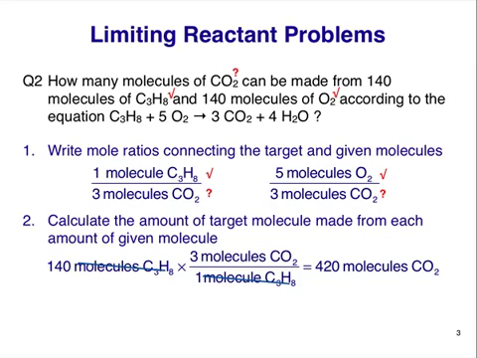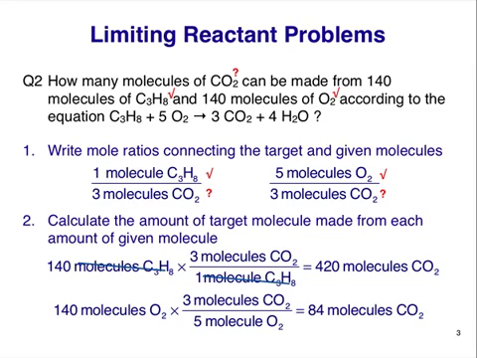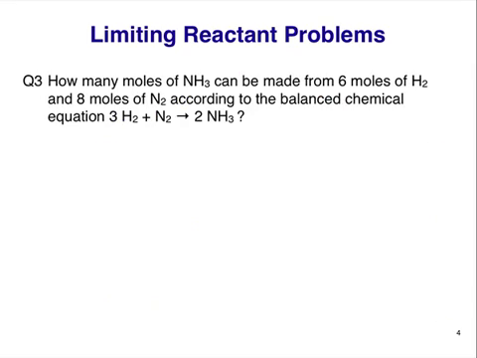We need to repeat the calculation for the other given reactant. Here's the second calculation. Our second given was oxygen, and it's multiplied by the upside down version of the right-hand mole ratio we wrote above. Again, the units cancel, and we can make 84 molecules of CO2 from 140 molecules of O2 if we have ample propane. Units cancel as they should. And we're done. What do these 2 answers mean? We only have enough O2 in this problem to make 84 molecules of CO2, so it must be the limiting reactant.